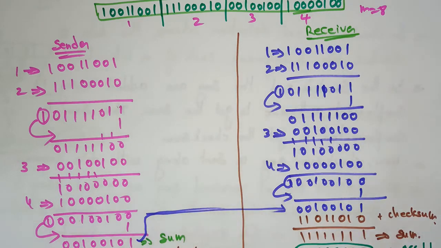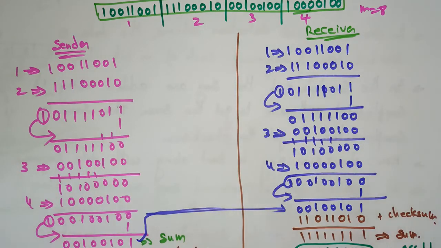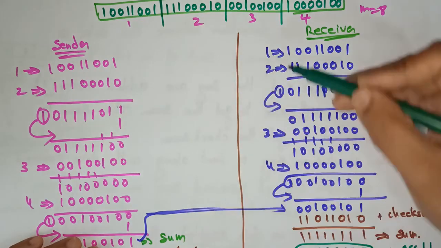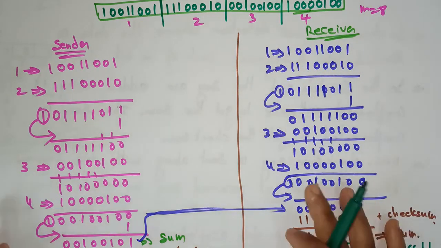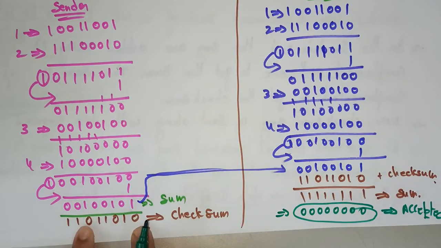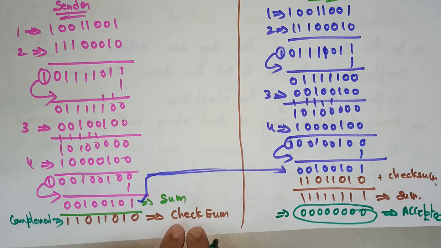Simple thing, students: whatever data you have taken, divide it into segments. Add each segment one by one, 1 plus 2, and the result again add to 3, and again the result add to the 4. After that, you will get the final sum. The sum should be complemented. Whenever you complement the sum, that you call a checksum.